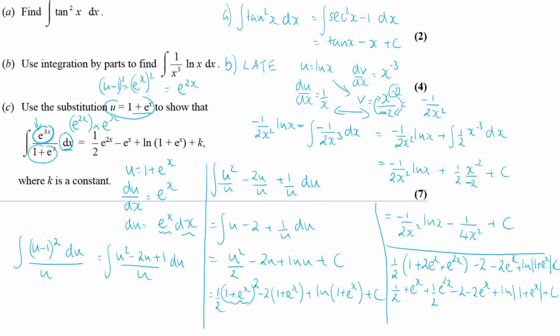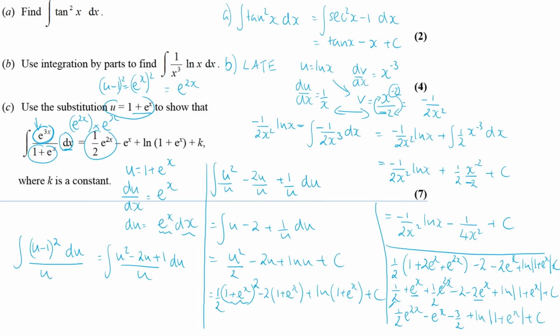So if we got what we want, a half e to the 2x, which is there, yeah, half e to the 2x, so that's that term. We've got an e to the x and a minus 2 e to the x, so that'll be minus e to the x. And then in the numbers, we've got a half minus a 2, so that's minus 3 over 2, plus the ln of 1 plus e to the x.